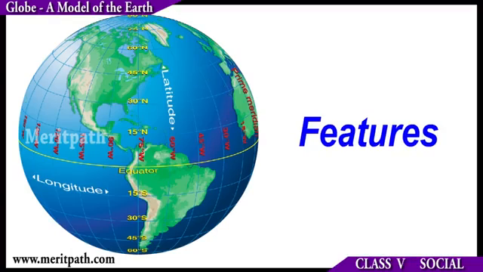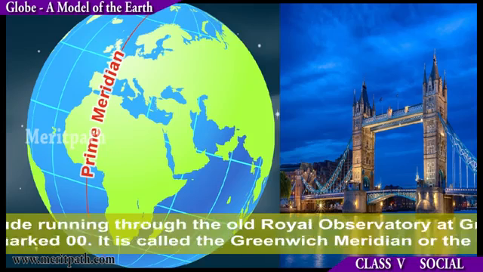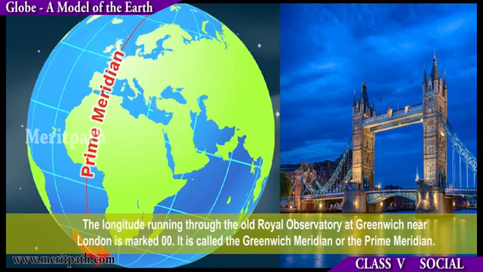Features. The longitude running through the Old Royal Observatory at Greenwich near London is marked 0. It is called the Greenwich Meridian or the Prime Meridian.